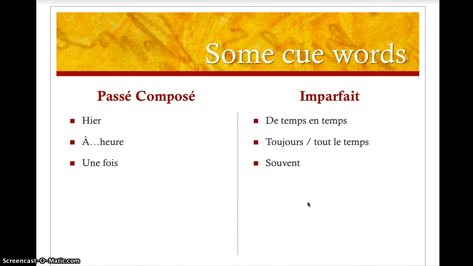De temps en temps can be used with the imparfait. From time to time, I would do this. De temps en temps, je visitais mes grands-parents en été. From time to time, I would do this. Toujours, tout le temps, all the time. Souvent, often. There are so many more cue words out there, and do think about that when you see these cue words or another word in the sentence. They're trying to give you a clue about what tense you would put it in.